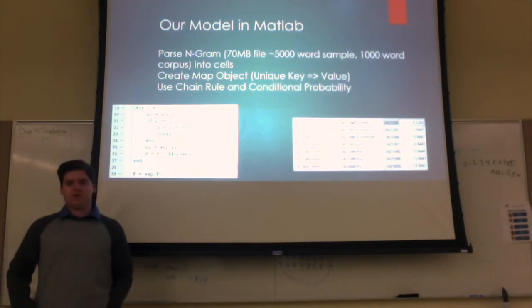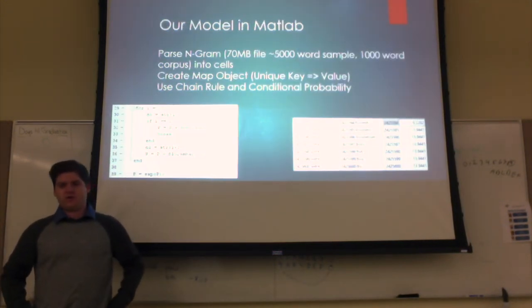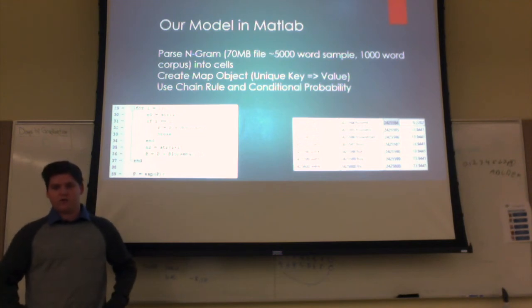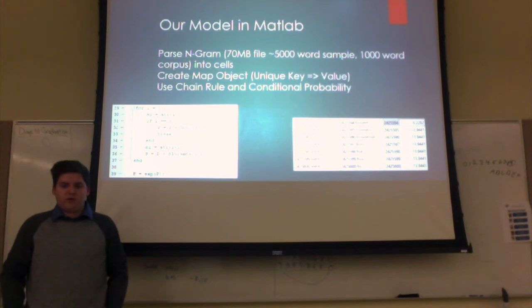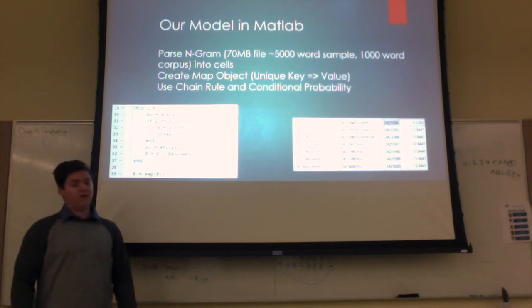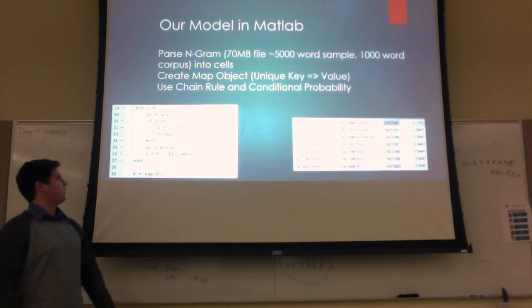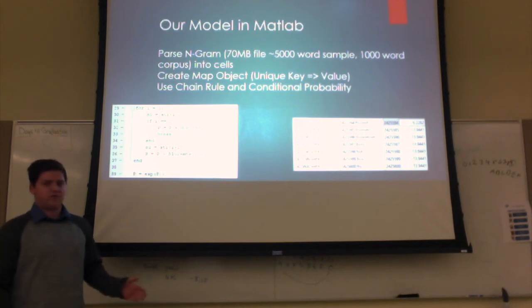Alright, so with our model that we implemented in MATLAB, we parsed through the n-gram file created in Python, which is a 70 megabyte file. We put that into cells in MATLAB. We then use MATLAB to create a map object or a hash table, which is essentially a unique key which pairs up with a value. And we use chain rule and conditional probability to calculate probabilities from a sample string. Here's just a quick loop in our MATLAB code that loads up the first gram and the following word, and then uses chain rule to compute the probability. Depending on the size of the string, it will continue to do so until it reaches the end.